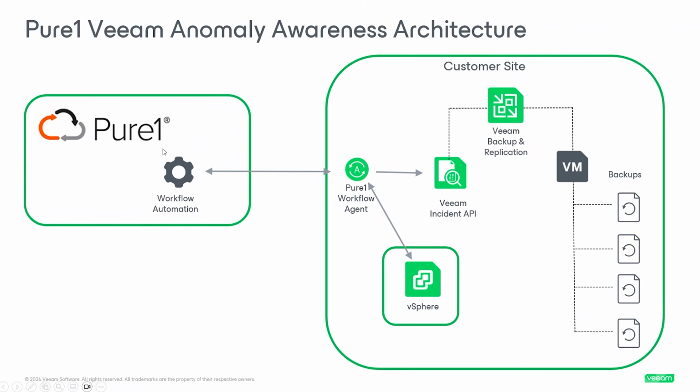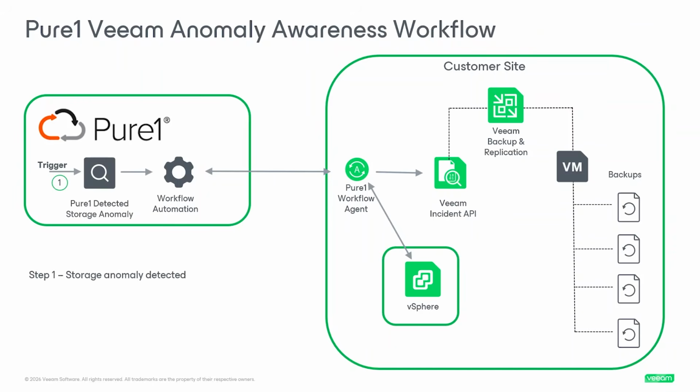steps of the workflow. The key architectural components are first the cloud-based Pure1 service, which has that workflow automation engine. There is a Pure1 workflow agent that gets installed in the data center. I've got one in my lab. We'll take a look at that. It communicates with vSphere and with the Veeam Incident API.